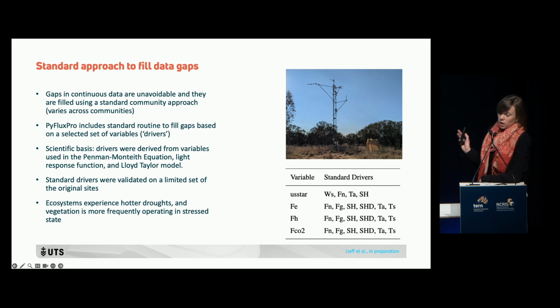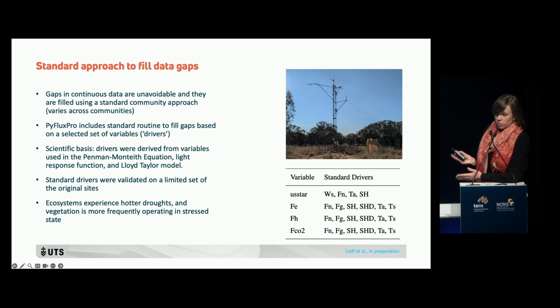So if you're dealing with continuous data, gaps are an unavoidable feature of that. So they are filled using standard community approaches, and in Australia we use PyFlux Pro to fill our data gaps. It includes a routine that looks at selected drivers and then predicts our fluxes based on a standard set of drivers. I've plotted them here on the lower right-hand corner. And there is obviously a scientific basis behind this, okay?